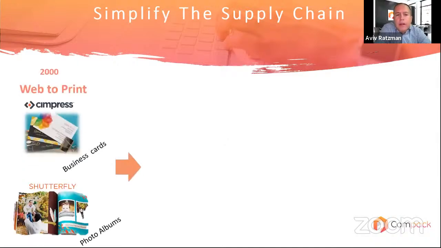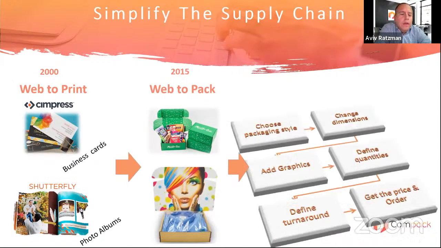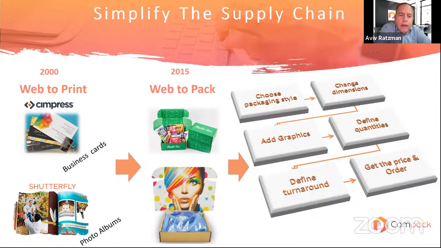So when we are talking about simplifying the supply chain, we can look at how the market changed along the years. So web to print, this trend, this market was actually created in 2000. And today there are companies like Vistaprint and Shutterfly and others that can provide you printing material the day after.